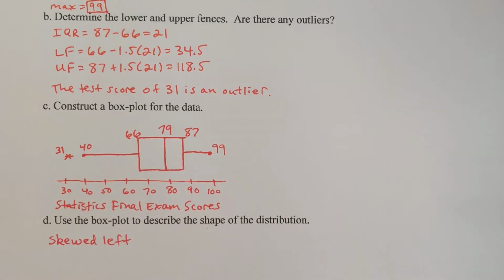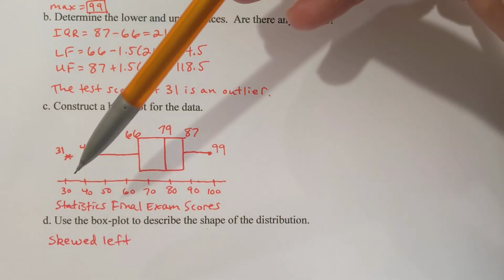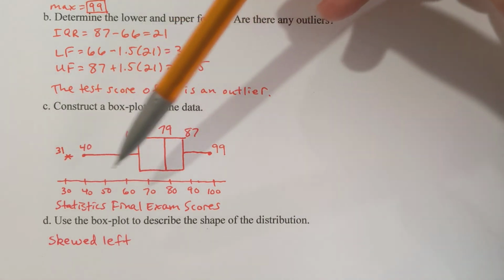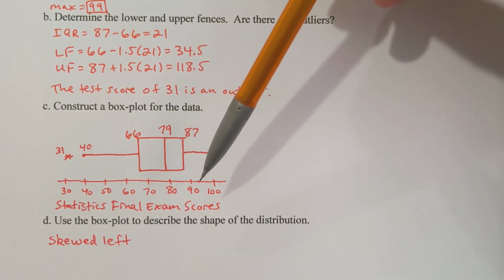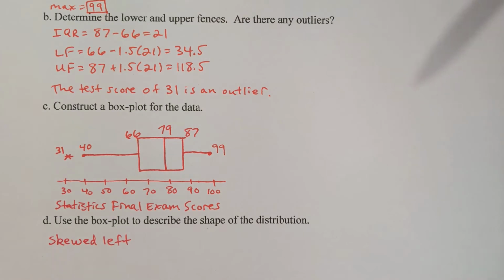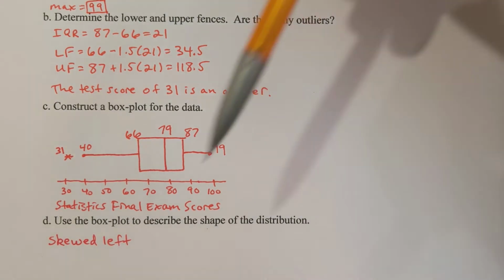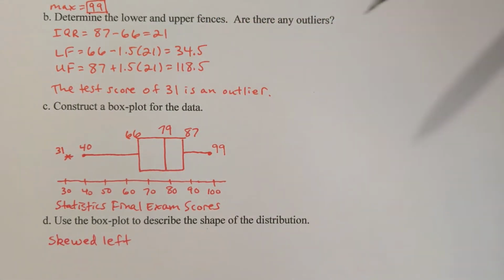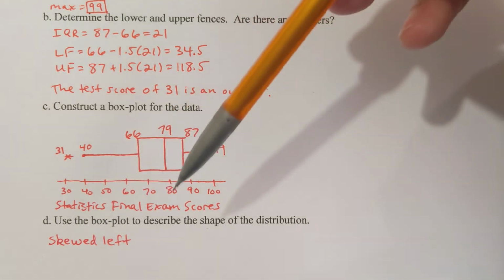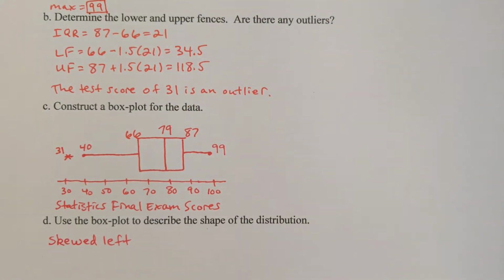So what I chose to do here was to have a scale that goes in increments of 10, starting at 30 and going to 100. If you were to choose another scale, going in increments of 5, that'd be fine. And label the axis. This is statistics final exam scores.